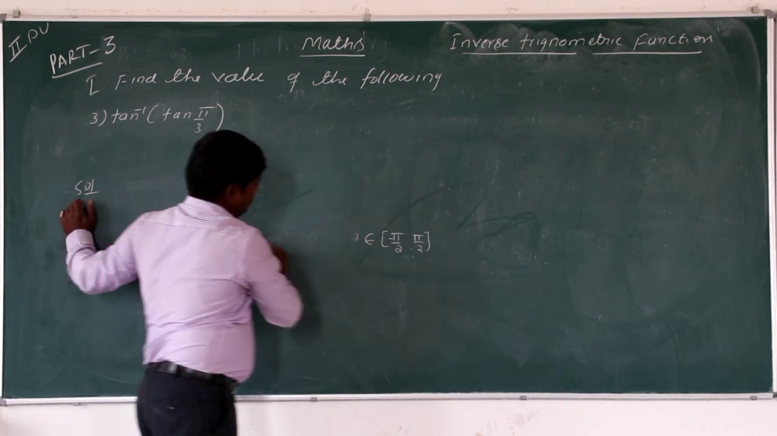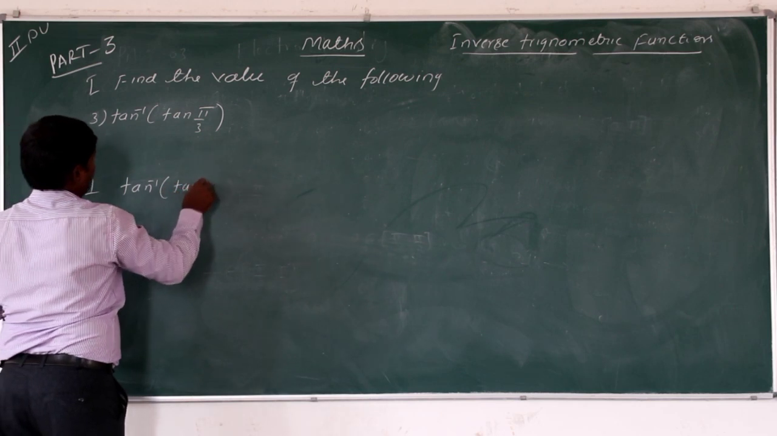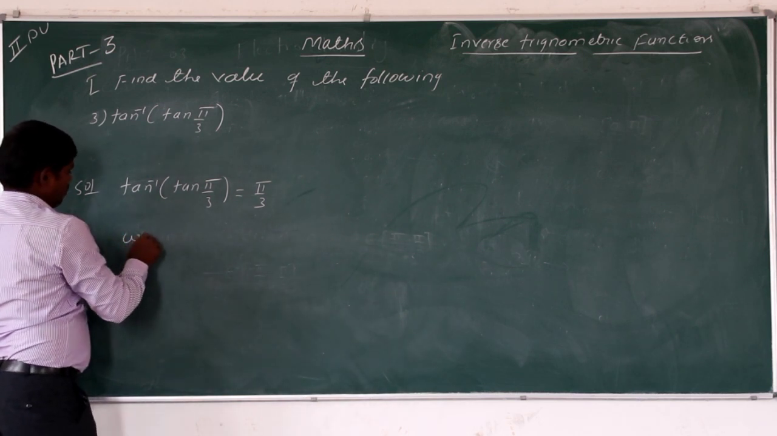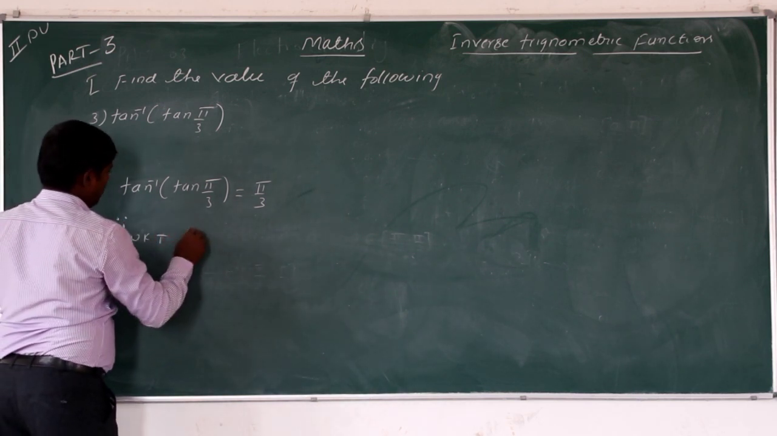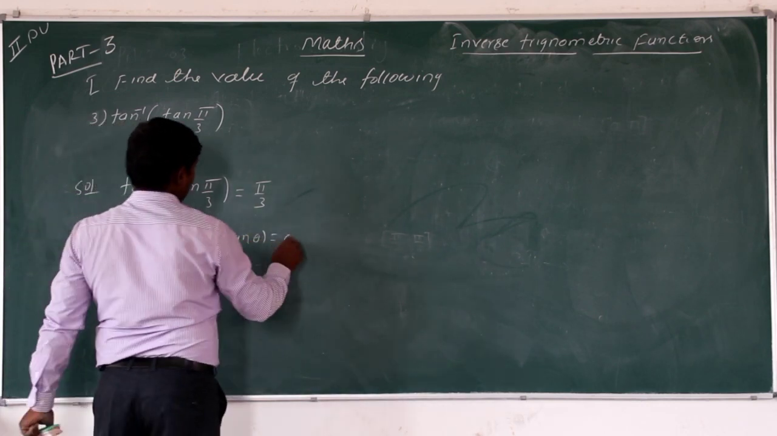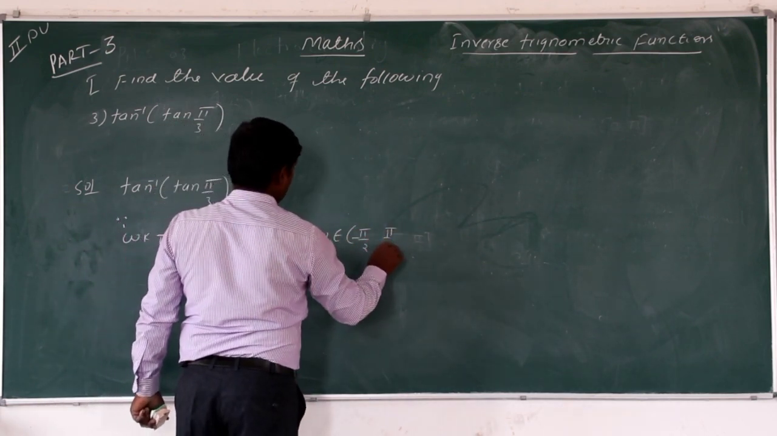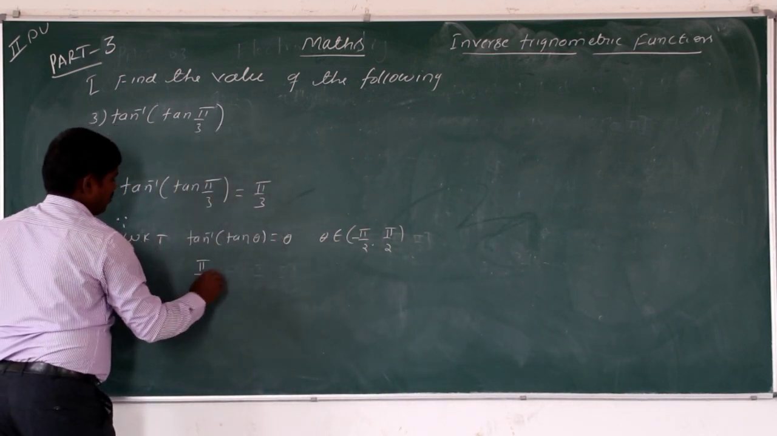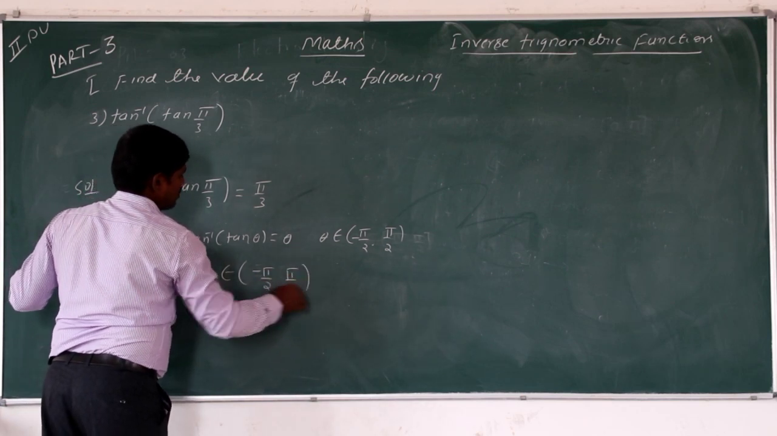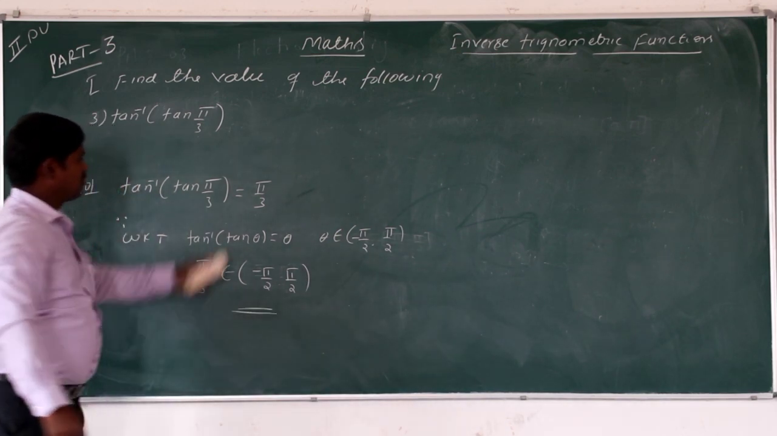Because we know that tan inverse of tan theta is equal to theta if theta belongs to minus pi by 2 to plus pi by 2. Here pi by 3 belongs to the interval minus pi by 2 to plus pi by 2. Therefore the value of tan inverse of tan pi by 3 is equal to pi by 3.